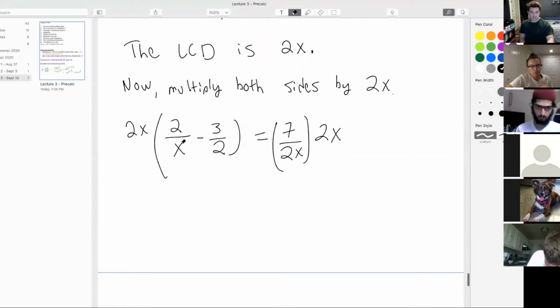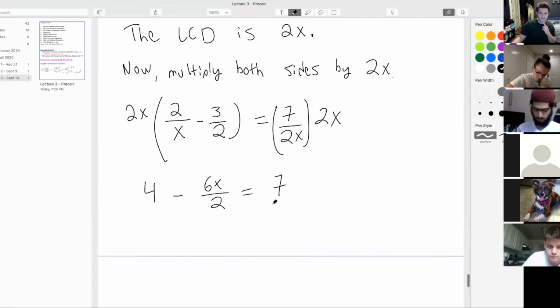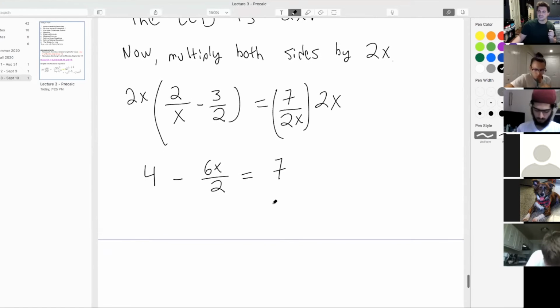All right. And what does this look like? All right. So this should just be, okay, 2x, 2x. I think this is just 4 minus. Oh, right. Yeah, 4 minus 6x over 2 is equal to 7. I think that's right. Does everyone agree with what I just got? Okay. Good. And now we just need to solve for x.